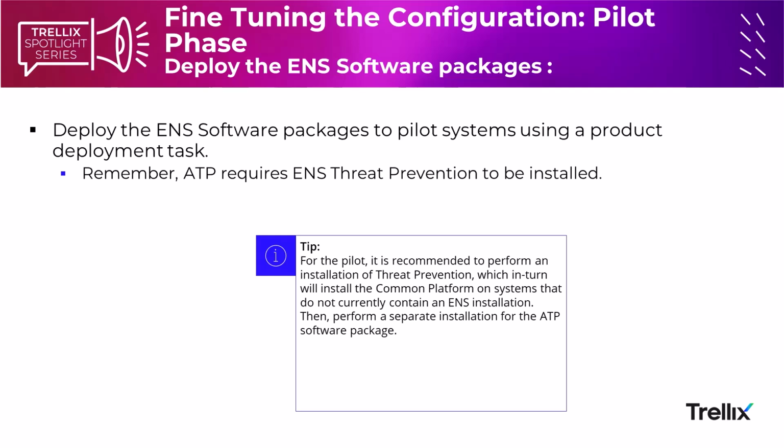Now, you don't have to do that. You can actually send down a product deployment task for just adaptive threat protection, and the installer has the logic to know that it also needs common platform and threat prevention, right? So you don't have to do it this way. It's just something I like to point out. I personally like to make sure those pieces are good to go and I have no issues there, and then I go back and get ATP deployed to the systems.